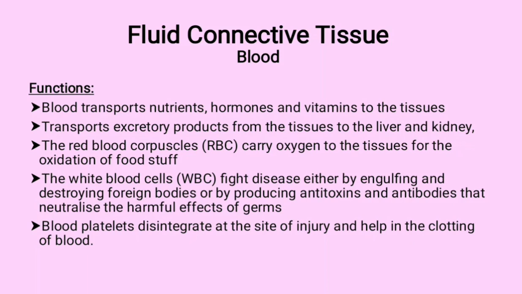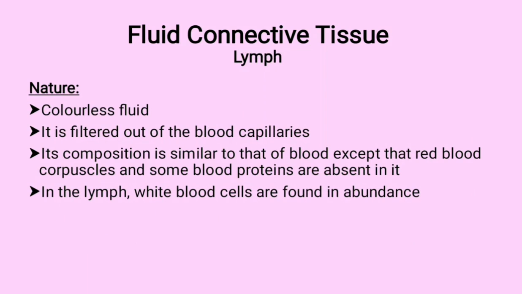The RBCs carry oxygen to the tissues for the oxidation of foodstuff. The white blood cells or WBCs fight disease either by engulfing and destroying foreign bodies or by producing antitoxins and antibodies that neutralize the harmful effects of germs. The blood platelets disintegrate at the site of injury and help in the clotting of the blood. Our second type of fluid connective tissue is lymph.